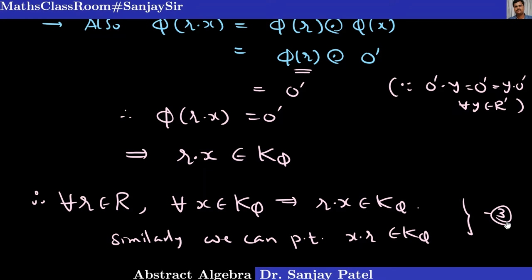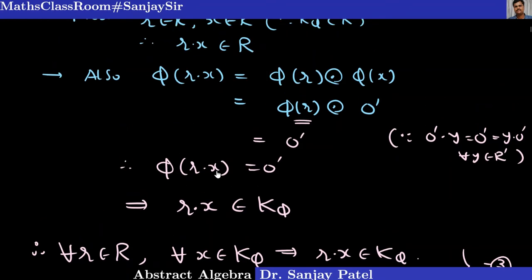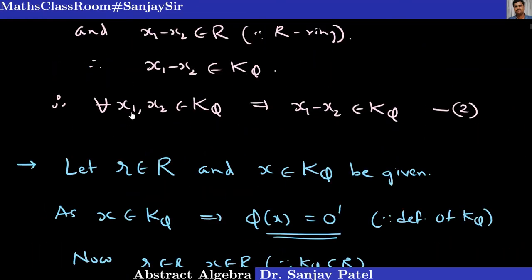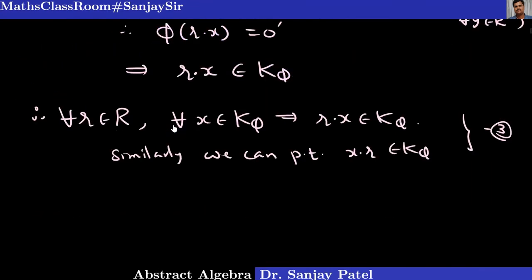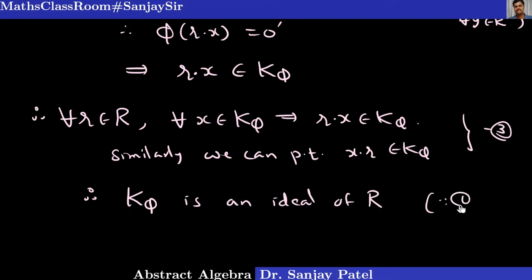In the first result, we have shown that K phi is non-empty. In the second result, we have shown that x1, x2 belongs to K phi implies x1 minus x2 also belongs to K phi. That means K phi is a subgroup of R with respect to plus. And here we have proved the main condition for ideal. And therefore, the conclusion is K phi is an ideal of the ring R because of 1, 2 and 3. Okay.